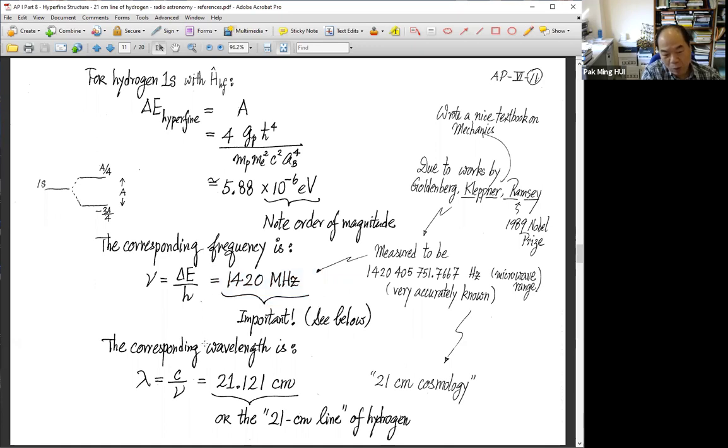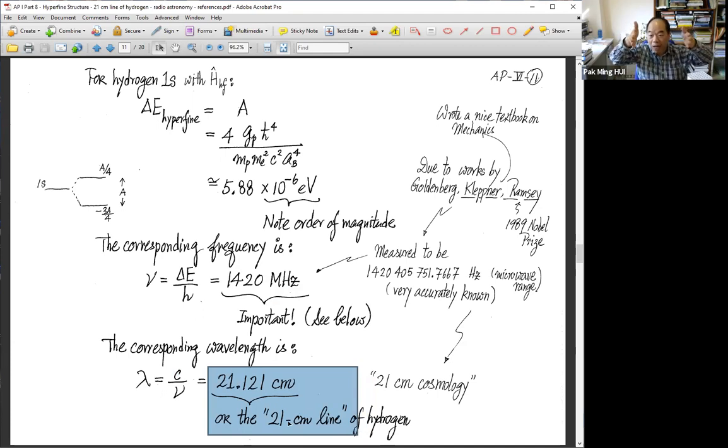And the corresponding wavelength, you can again calculate using the speed of light. That is the very famous 21 centimeter line of hydrogen. Again, 21 centimeters is about that big. It's easy to visualize what it is. Your microwave oven is about that big. So it's again microwave wavelengths, okay?